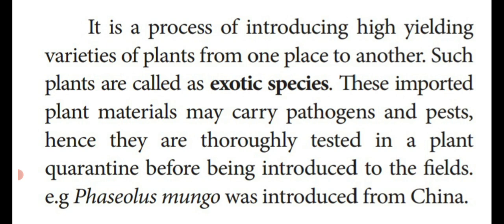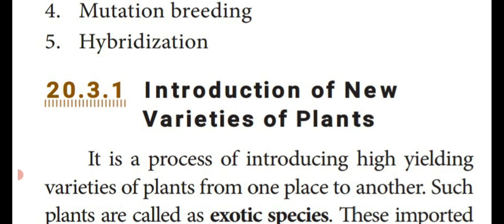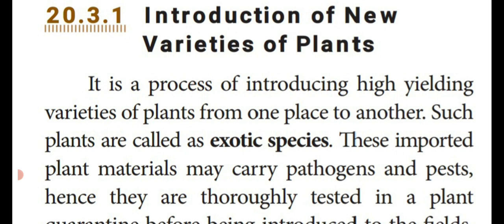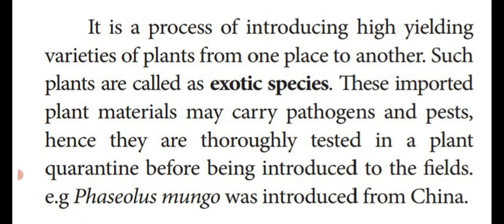So for example, Phaseolus mungo, in Tamil it is known as pachaparupu or green gram, was introduced in our country from China. So this Phaseolus mungo is said to be the exotic species of China and it is introduced to our country. So this is one of the methods of plant breeding, that is introduction of new varieties of plants.